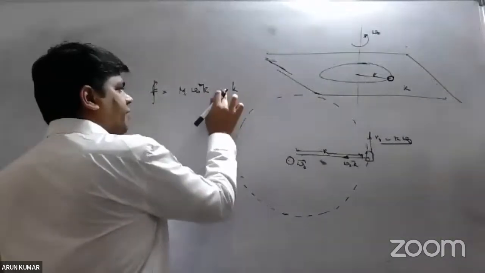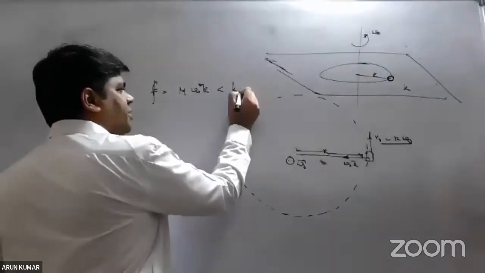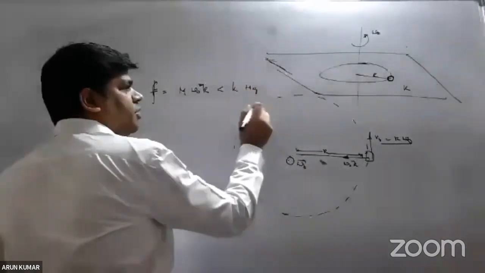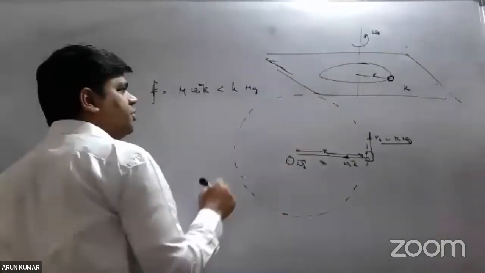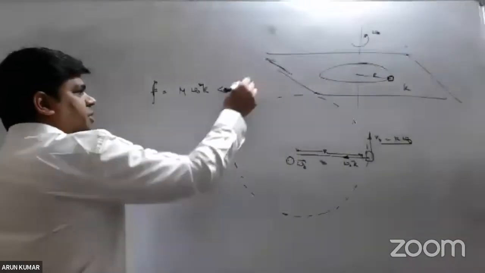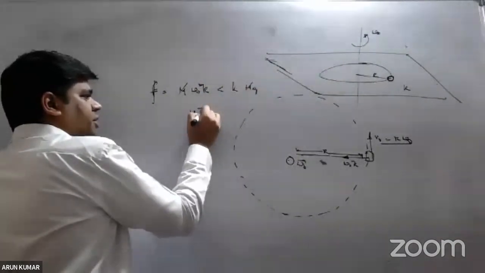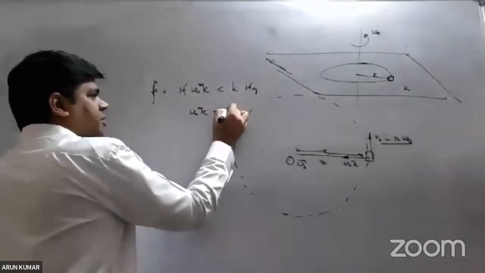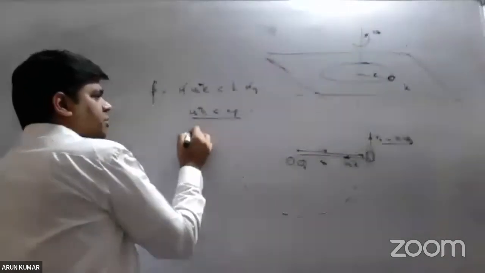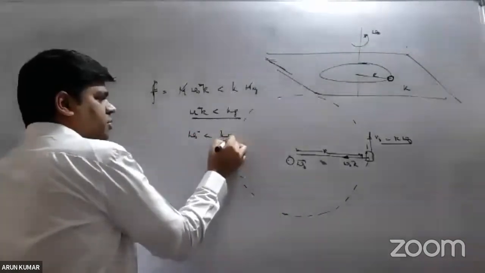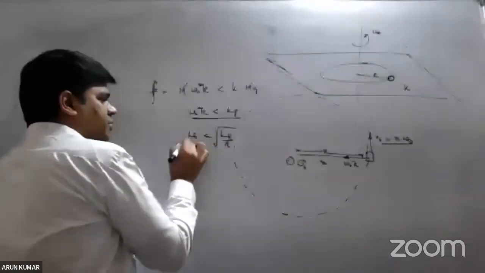which is static friction, which should be less than the limiting static friction mu mg. Coefficient of static friction is mu. So less than mu mg, m gets cancelled out. So omega square r is less than mu g. So omega should be less than under root of mu g by r.